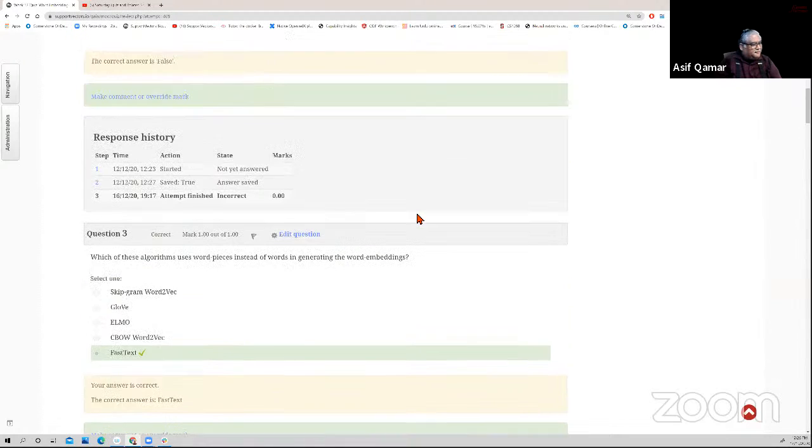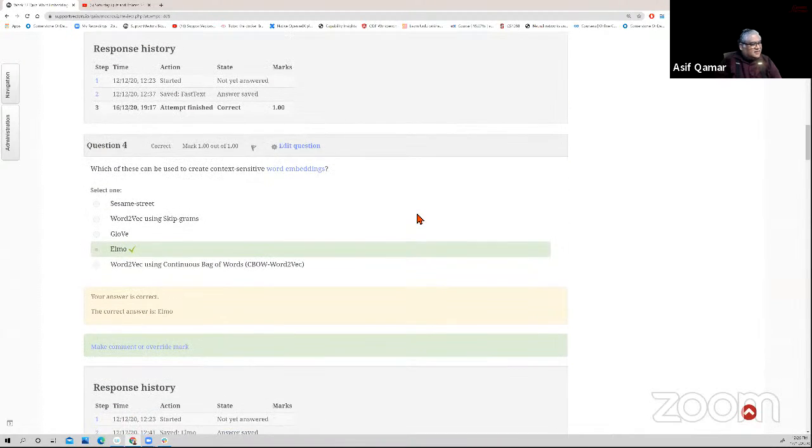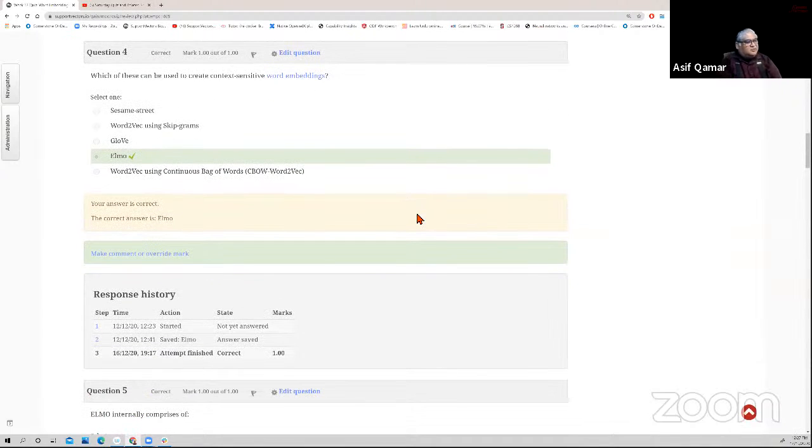I believe so. Yeah. The fourth question is, which of these can be used to create context-sensitive word embeddings? Sesame Street, word2vec using skipgrams, GloVe, Elmo, word2vec using continuous bag of words. It seems that Sesame Street had no takers, so none of you fell for that. But quite a few, almost most of you got this answer right. You got it as Elmo.